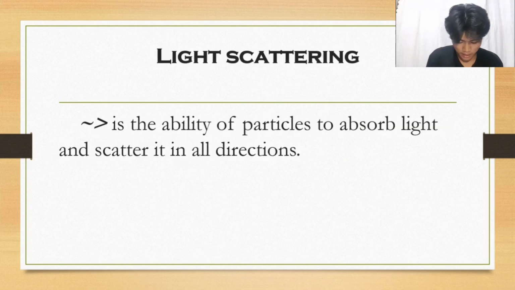Light scattering is the ability of particles to absorb light and scatter it in all directions. Scattering of light components depends on the size of the particle or scatterers. Small particles scatter components of short wavelength and high frequency, while large particles scatter longer wavelength, low frequency.